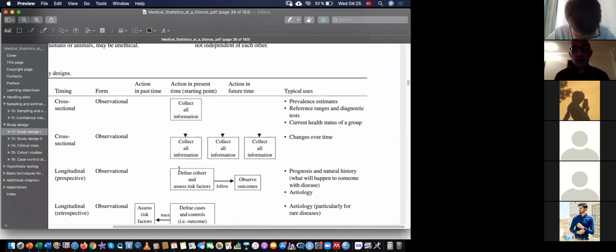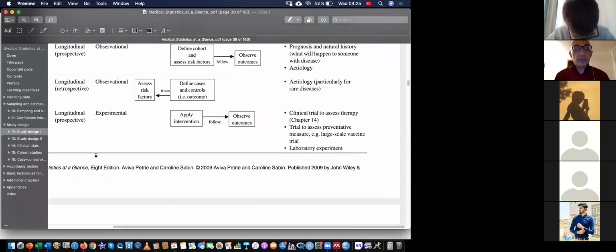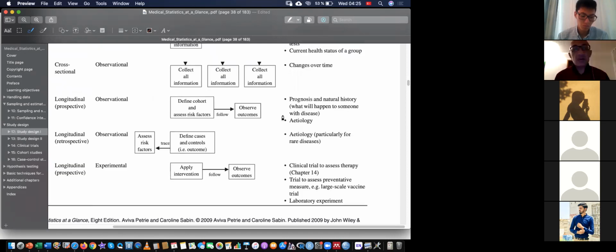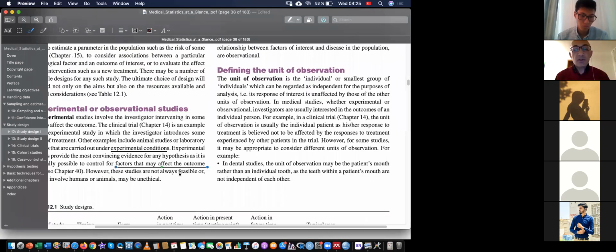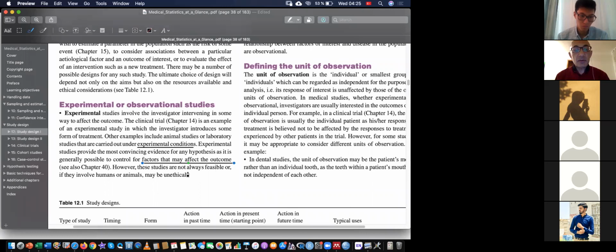The advantage is that it allows you to control for the factors. But experimental studies have some disadvantages as well. What is the disadvantage? It is not always feasible to do it. And if you do animal studies, you have ethical problems, of course, and in humans, the ethical problems are much more. So in both animal and human studies, there are ethical conditions to be respected.